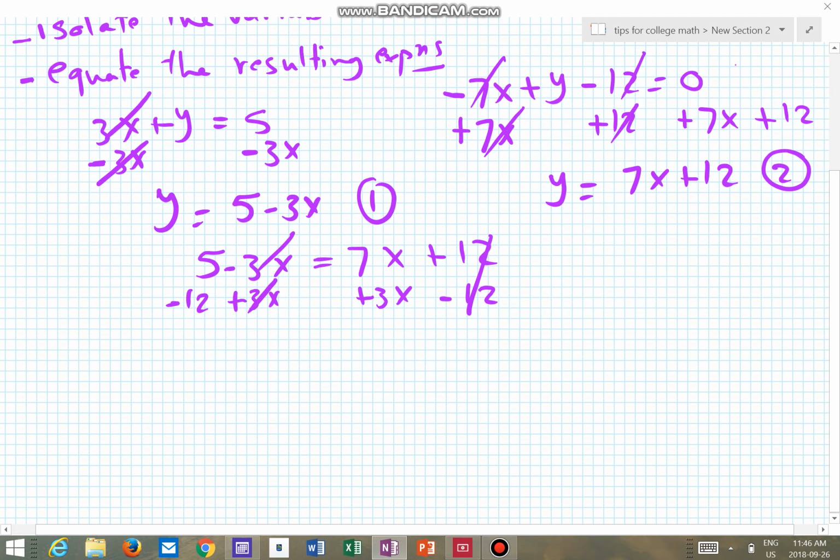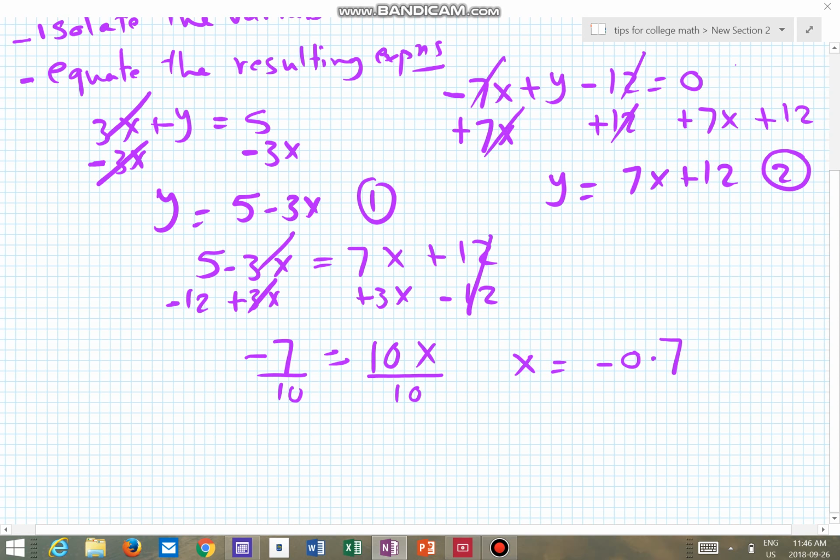Okay, 7x plus 3x, 10x. 5 take away 12, that's negative 7. I have 10x, I need just one x, divide by 10. This will give me x equals negative 0.7.